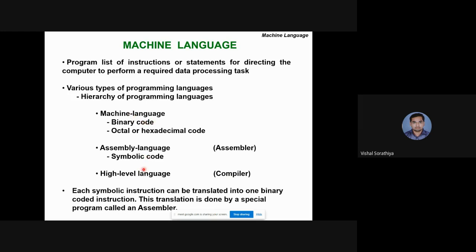Each symbolic instruction can be translated into one binary code instruction. This translation is done by a special program called an assembler. So whatever you write, that is converted from symbolic to hexadecimal or binary numbers, and that is the assembler. It will assemble all the things and arrange them in a particular sequence, the arrangement of the program, and this arrangement is given to your microprocessor and controller in terms of hex code or binary code, which is machine language level code.